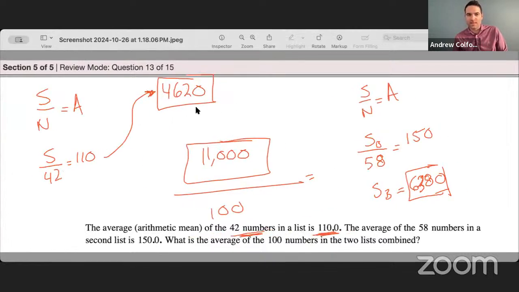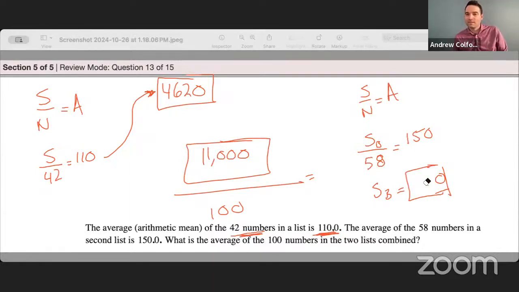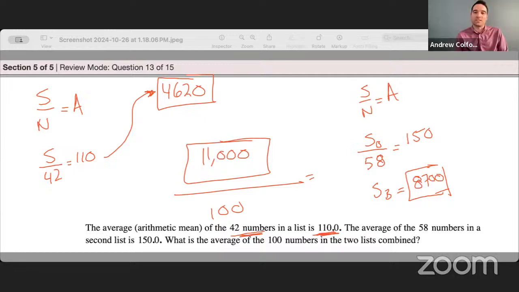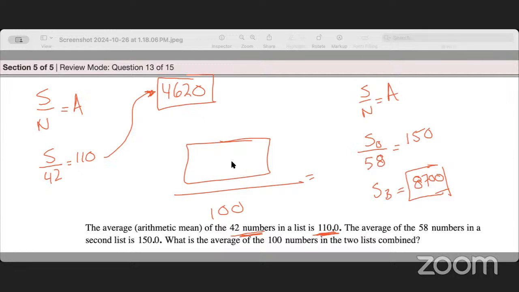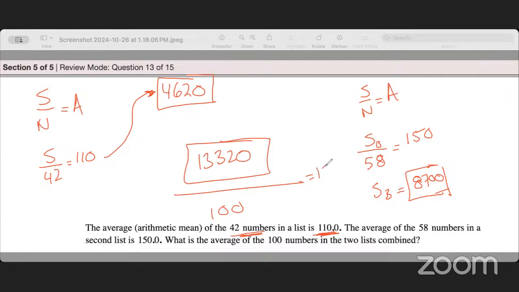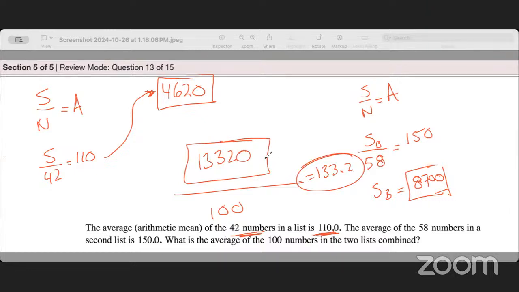Can you double check that? Yes, yep, my bad. Okay, there we go. And I'll talk for a second about what the red flag for me there was. So what's the sum of these two together then? 8,700 plus 4620 is 13,320, divided by 100, 133.2. Is that the correct answer on this? Yes, that is the correct answer.